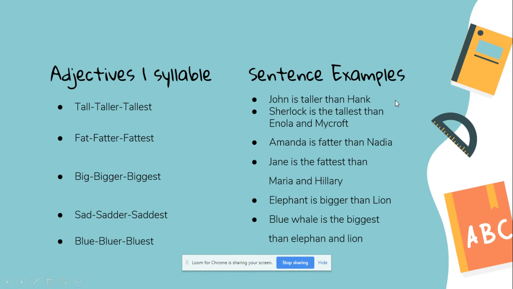Now, the example in the sentence. John is taller than Hank. Sherlock is the tallest than Enola in Minecraft. Amanda is fatter than Nadia. Jen is the fattest than Maria and Hillary. Elephant is bigger than lion. Blue whale is the biggest than elephant and lion.